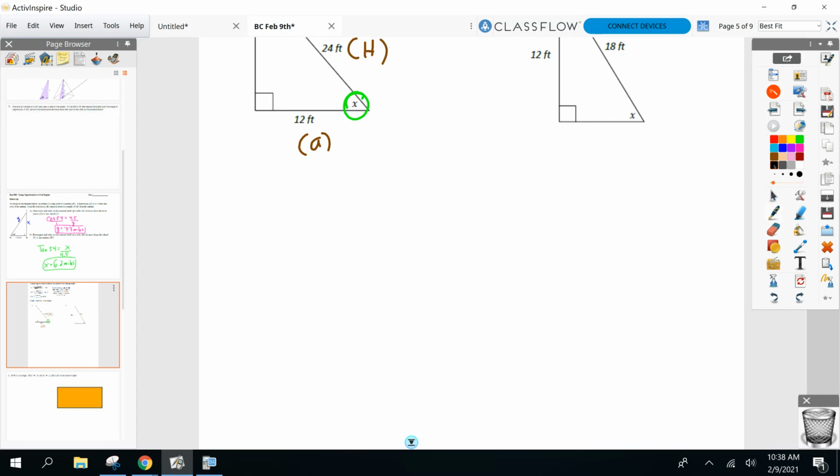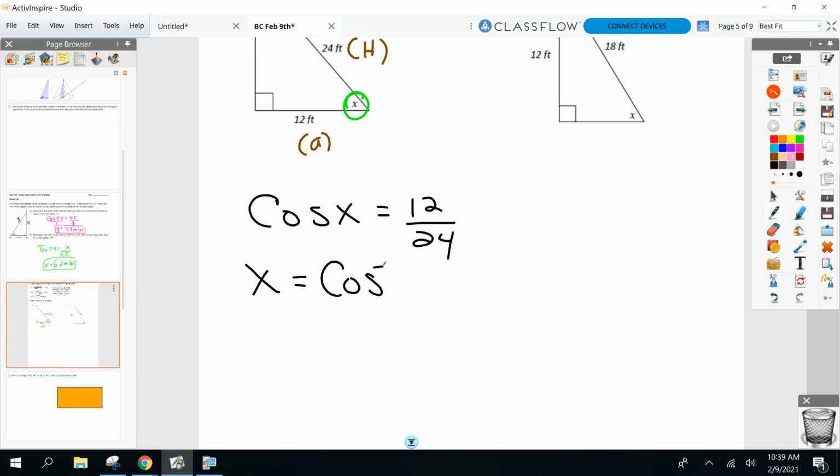So let me rewrite my equation. Cosine x equals 12 over 24. What we're going to need to do is ask the calculator, what angle x has a cosine ratio of 12 over 24? And the way we write that is we do the inverse of cosine of 12 over 24. All right, so what we're about to do with the calculator is, hey calculator, can you tell me the angle that has a cosine ratio of 12 over 24?